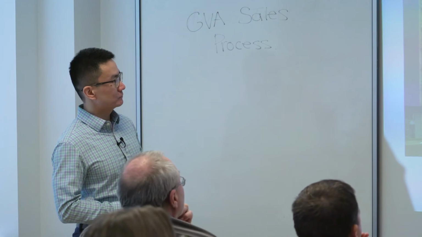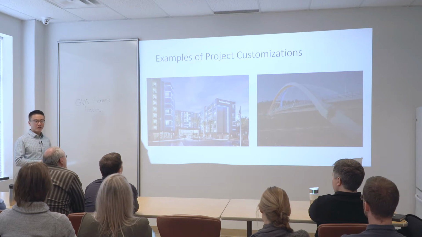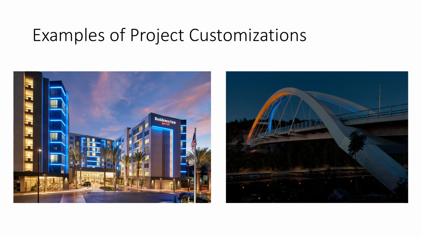So a couple examples of project customizations. For example, for the highlighter, our highlighter team came up with right angle corners for these type of applications, and that really makes the lighting look perfect on this project. So this was a residence inn in Anaheim. So a lot of the guests who go to Disneyland actually stay at the residence inn. This is a bridge in Sweden, and in this case we have very custom louvers for the bridge lighting.